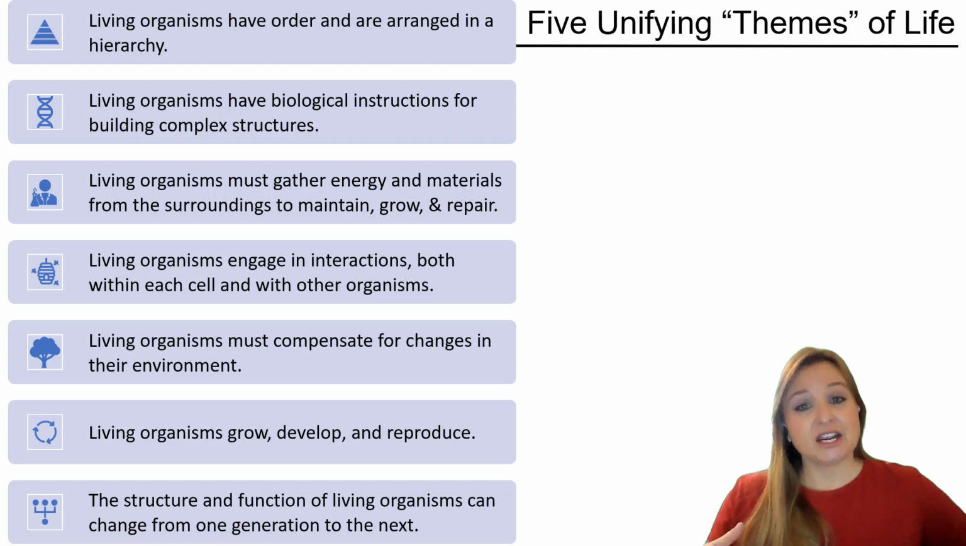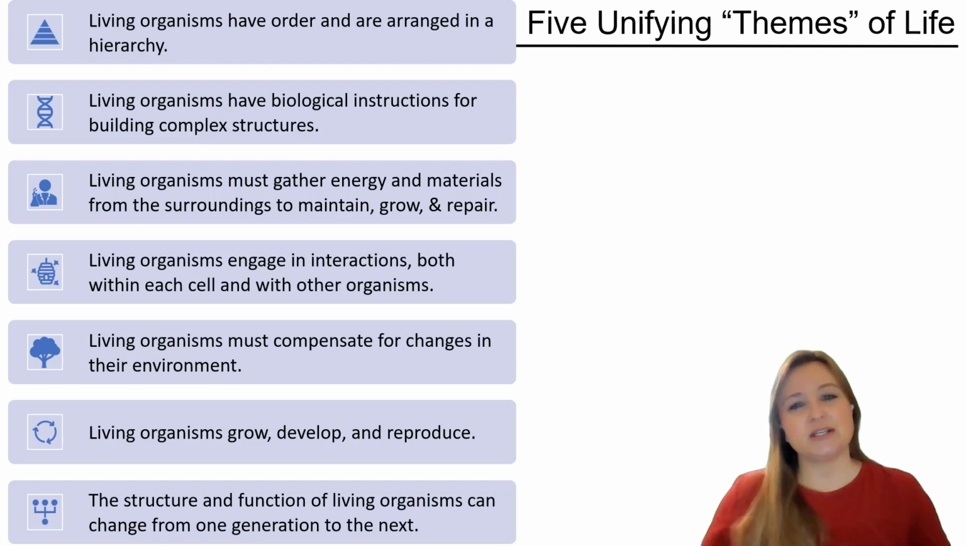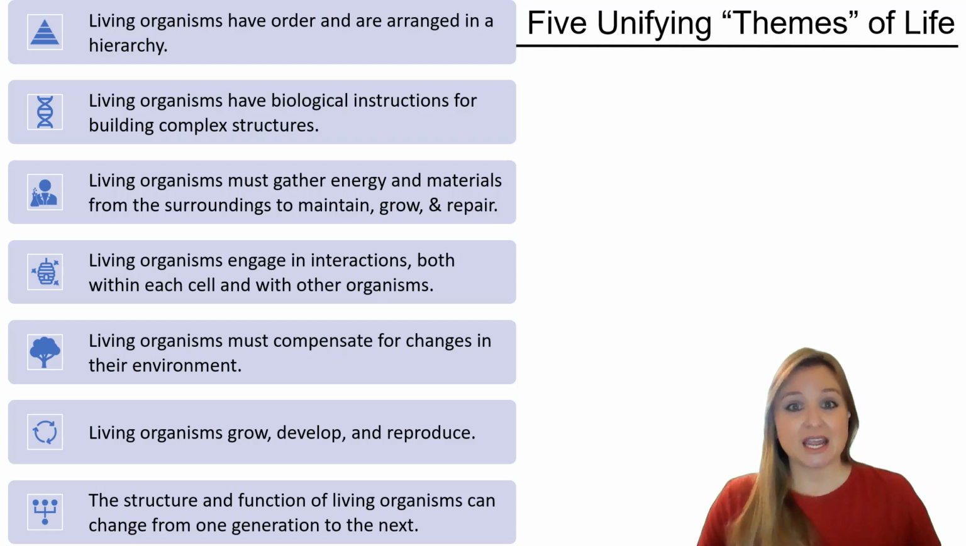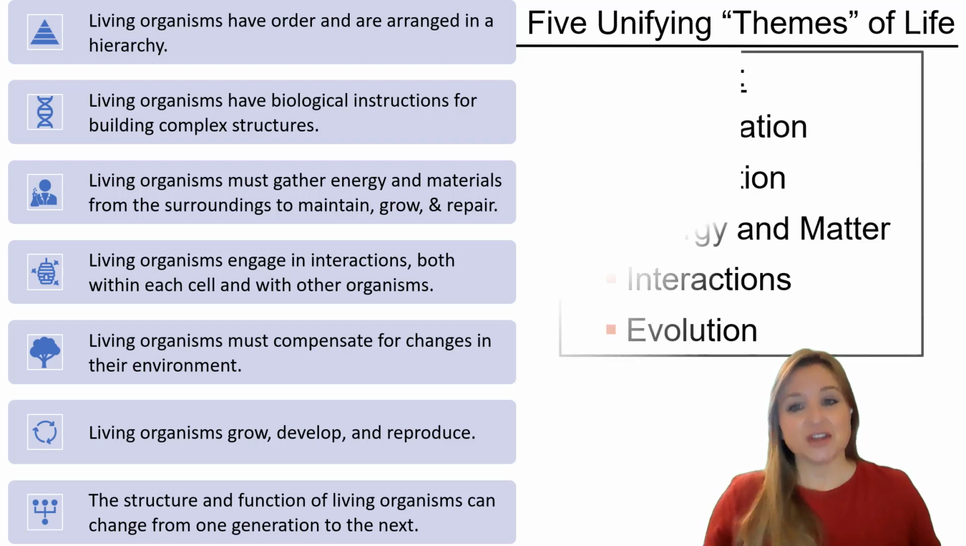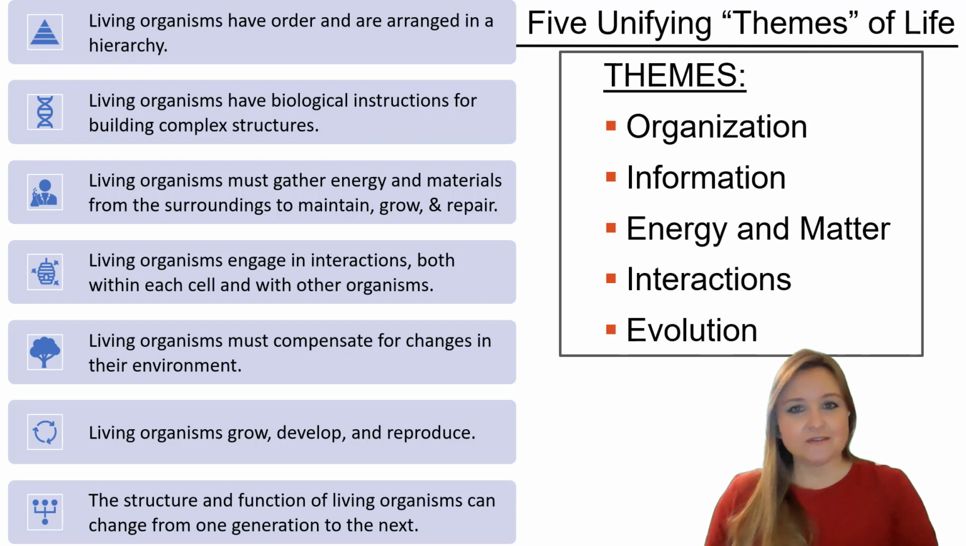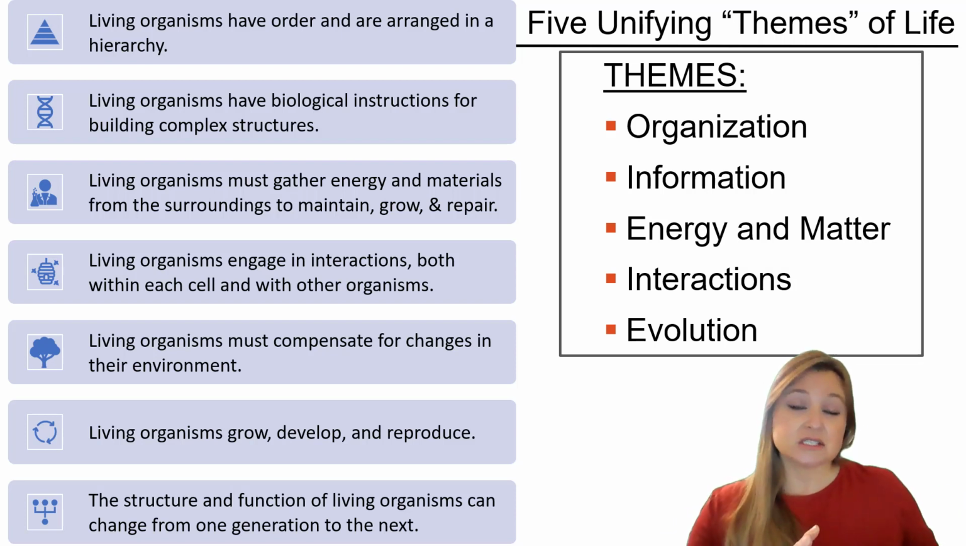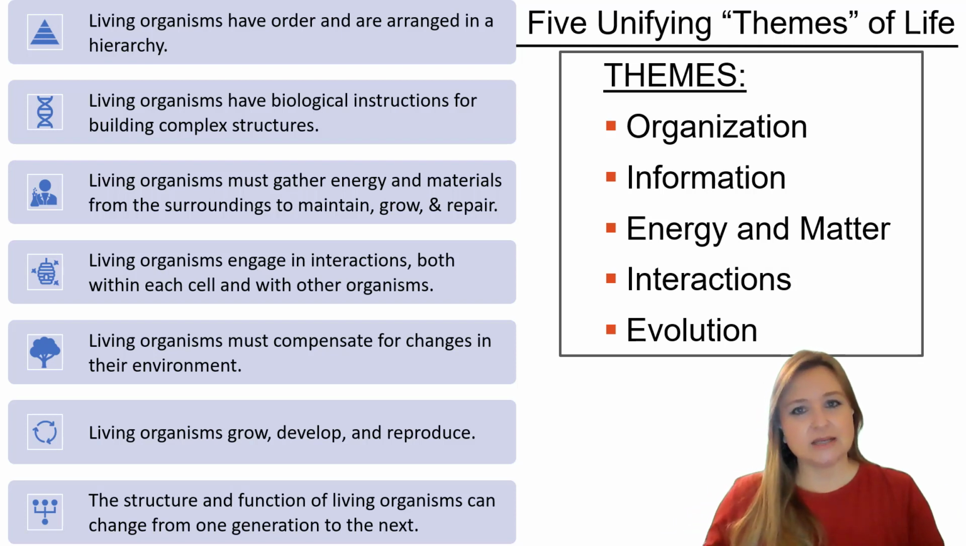Now, these 7 characteristics can also be put into what we call themes of life. Okay, there are 5 unifying themes of life, and here they are. The themes of life are organization, information, energy and matter, interactions, and evolution. So we also can think of how these characteristics of life fit into these themes.